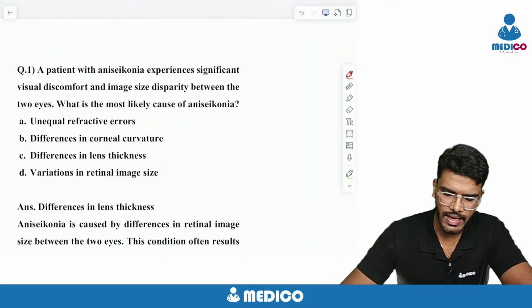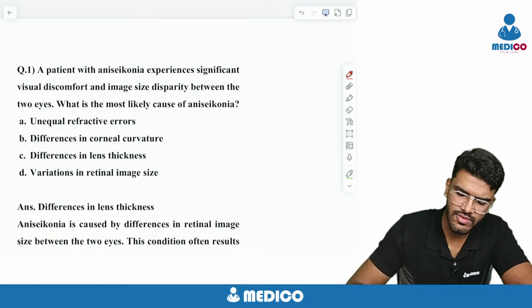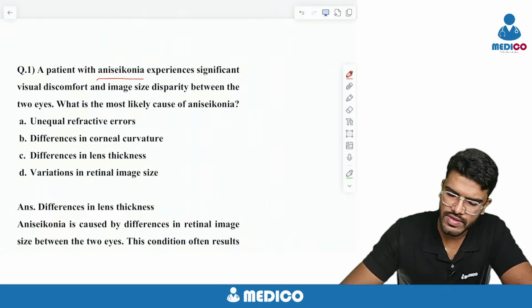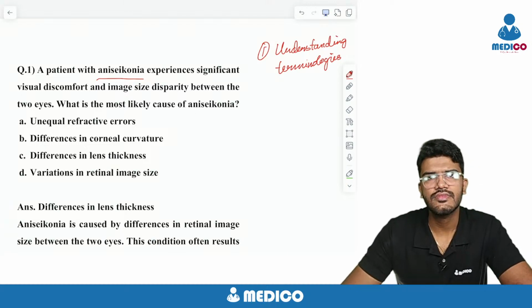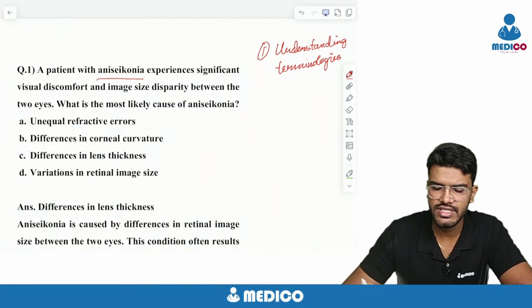Right. So here, a patient with aniseikonia experiences significant visual discomfort and image size disparity between the two eyes. What is the most likely cause of aniseikonia? So here, what is important is for us to first understand what this aniseikonia is. In ophthalmology, the first and most important factor is to understand the various terminologies, because it has its own set of terminologies just like any other specialty, right? And the first point is understanding the basic aspects of the terminologies and nomenclature.